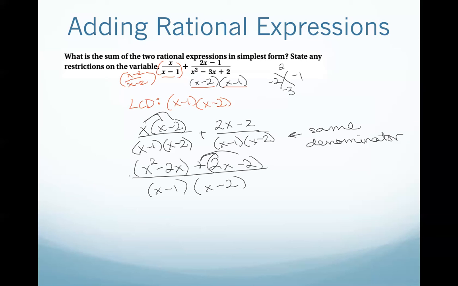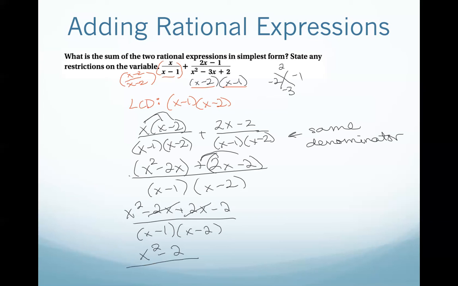Here I'm distributing a positive 1, so that's not going to change the values. So this becomes x squared minus 2x plus 2x minus 2 all over (x minus 1) times (x minus 2). Combining like terms, those two middle terms actually cancel out. So we get x squared minus 2 divided by (x minus 1) times (x minus 2).